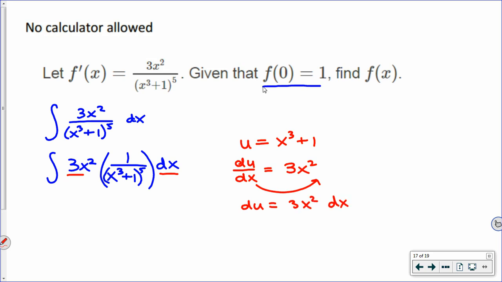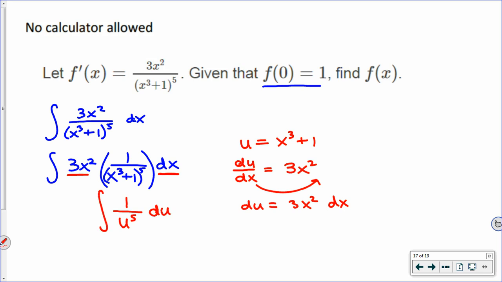And now I have something I can substitute in my integral for each piece of it that's all going to be in terms of u. So I can see that this fraction is 1 over u to the 5th power, because that's what I defined u to equal, and it's raised to the 5th power. That's something I feel like I can integrate. And then the rest of it combined is du.